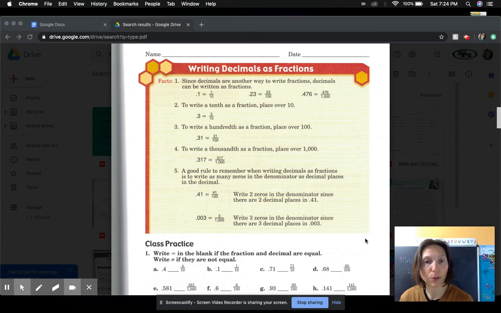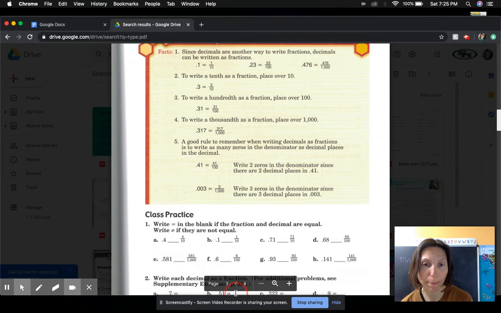But I think a better rule of thumb is just to look at the place value of the number. So you see 0.41, 1 is in the hundredths place. So you know it's 41 hundredths. And you see 3 is in the thousandths place because it's 3 places to the right of the decimal. So you know it's 3 1,000ths. Okay. So let's do some of the class practice.